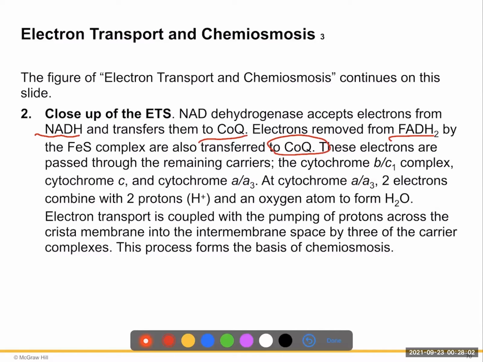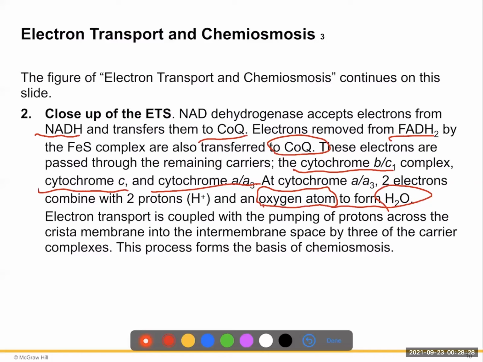Okay. So these are passed through: cytochrome C1, complex cytochrome C, and cytochrome aa3. These are just different steps involved in transferring the electrons. Okay. And they end up at the oxygen atom. Oxygen is your final acceptor of electrons at the end as it goes down the transport chain, making ATP, and it forms water. Okay. So electron transport is coupled with a pumping action of protons.